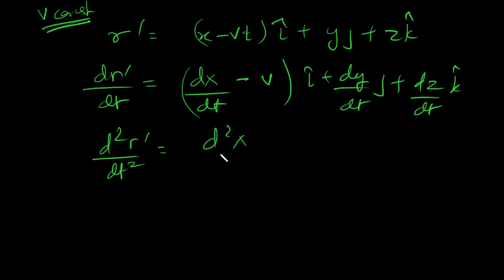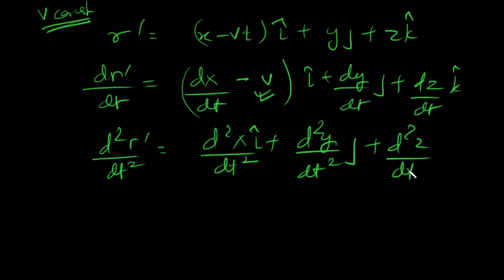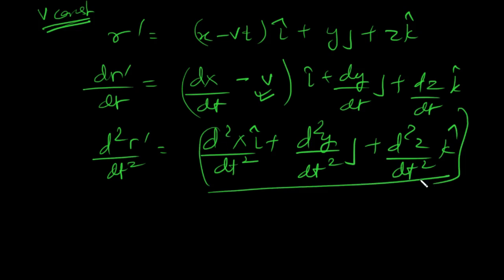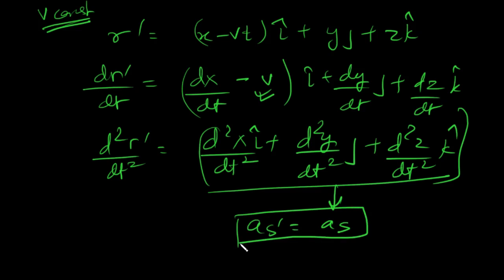This would be equal to d square x by dt square, plus the v term gets cancelled, because you know the differential of a constant is 0. Then d square y by dt square j plus d square z by dt square k. And we know this was the original acceleration with respect to the frame S, and this is the acceleration with respect to the frame S dash. So you see, the acceleration is the same. This means if a frame is inertial, then the transformation of coordinates is invariant in case of acceleration. We have transformed the acceleration and it is invariant. So this is the meaning of inertial frame.